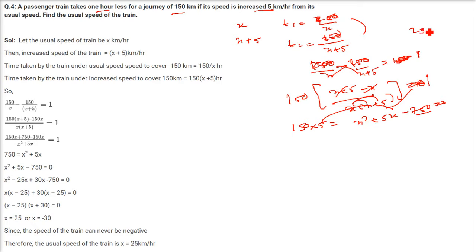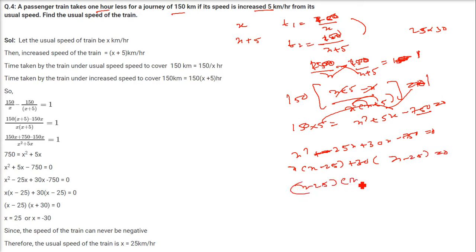Now 750 can be written as 25 into 30. So I can write x square plus 5x as x square minus 25x plus 30x minus 750 equal to 0. So I can take x common, x minus 25, and take 30 common, x minus 25. So x minus 25 and x plus 30 are the factors. This will give me x equal to 25, and this will give me x equal to minus 30. Because it is minus 30, speed cannot be negative. So x equal to 25 is the usual speed of the train, which we assumed initially.